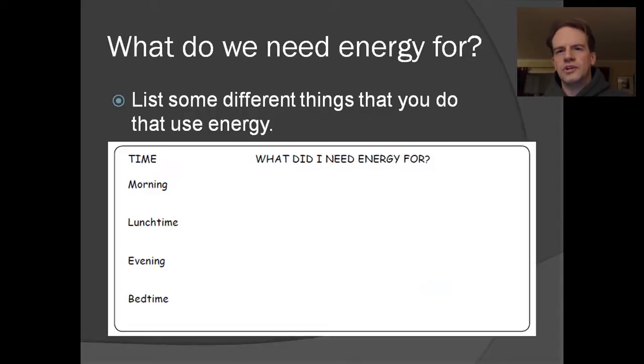So, what exactly do we need energy for? Why is it important? Well, list some different things that you do that use energy. Go ahead and list what energy was used during the different times of day.